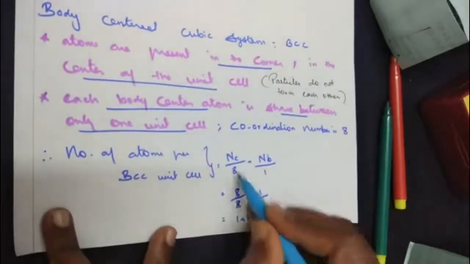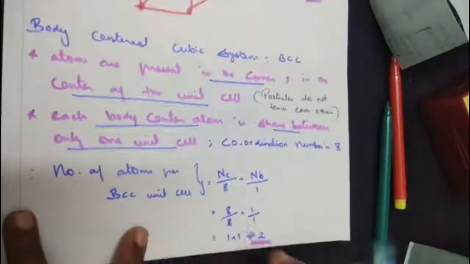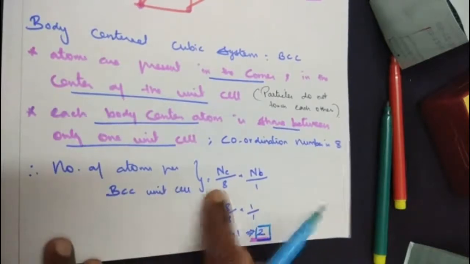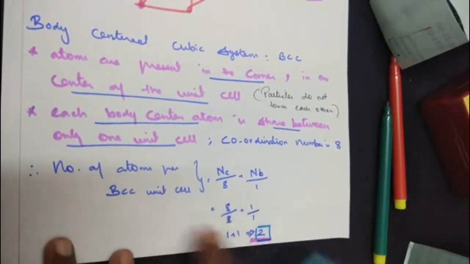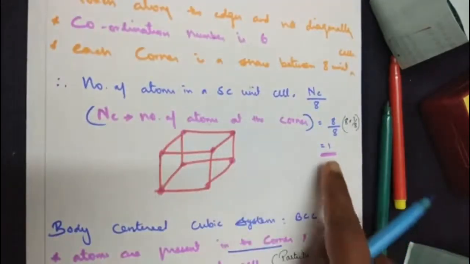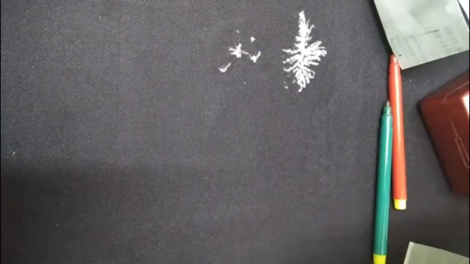So we write here 8 by 8. You understand from where I get 8 by 8 plus 1 by 1? When we simplify the contributions, the number of atoms in a body centered unit cell is 2. The number of atoms in a simple cubic unit cell is 1. Let's move on to the face centered.